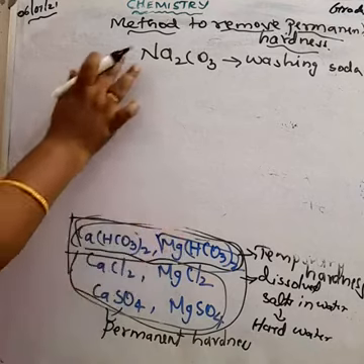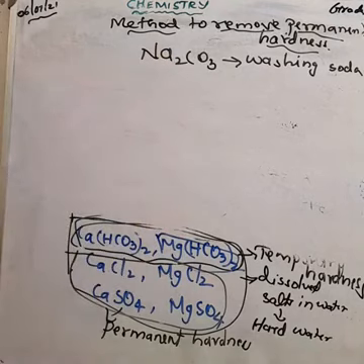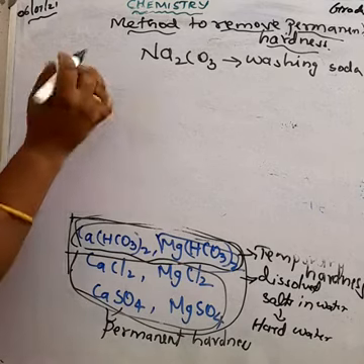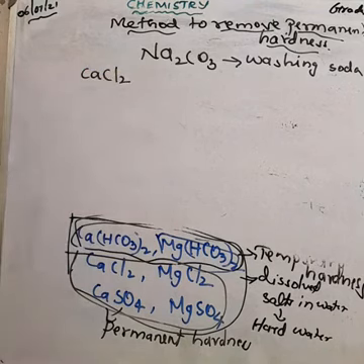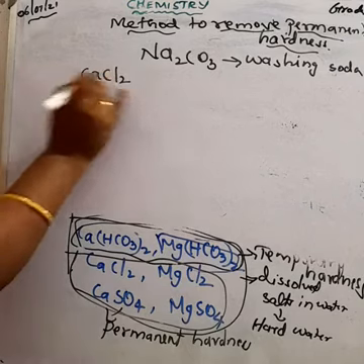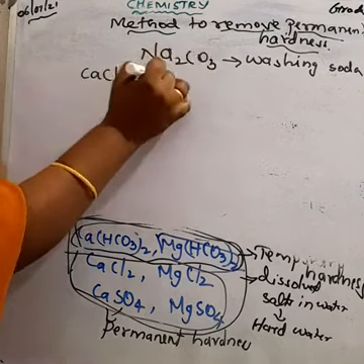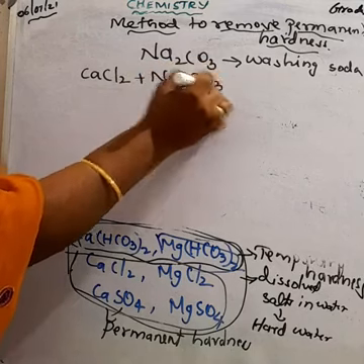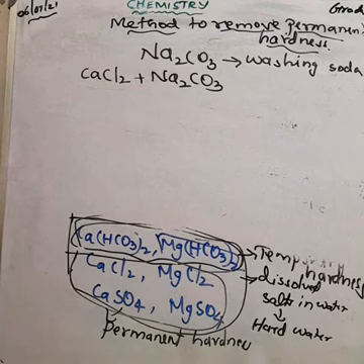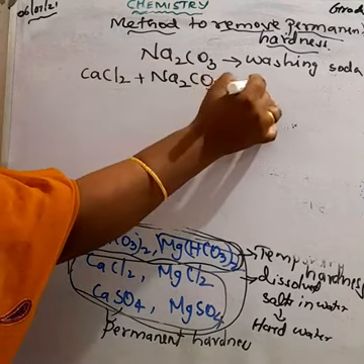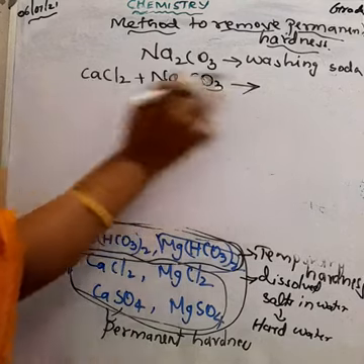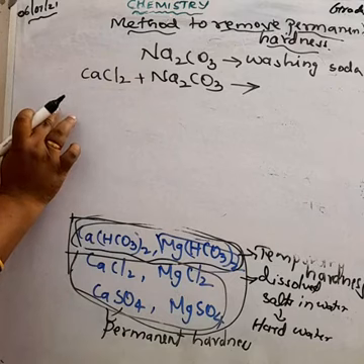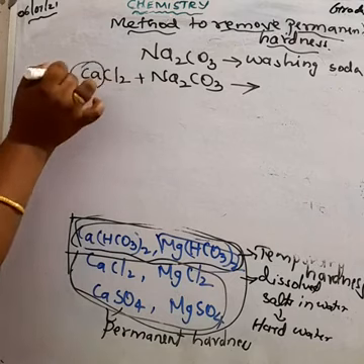Suppose, for example, the hard water contains calcium chloride. What is the formula for calcium chloride? CaCl2. When we add washing soda to it, what is the formula for washing soda? Na2CO3. We can remove the metal cation from the hard water. The calcium from the hard water combines with the carbonate.